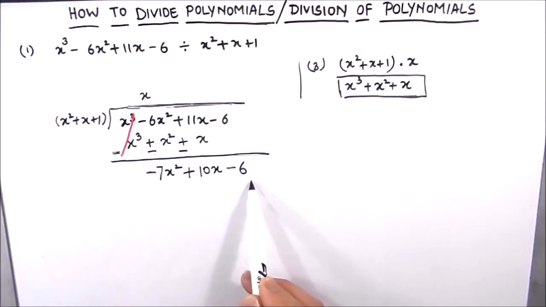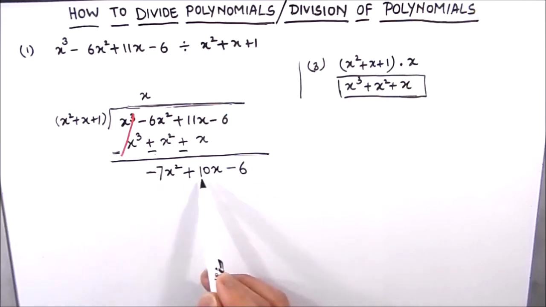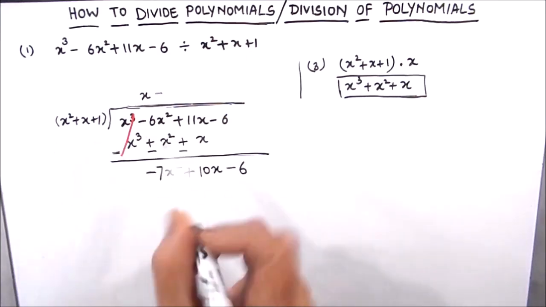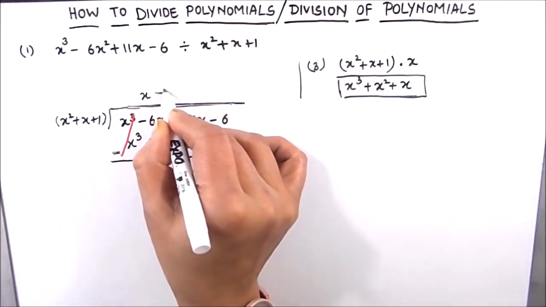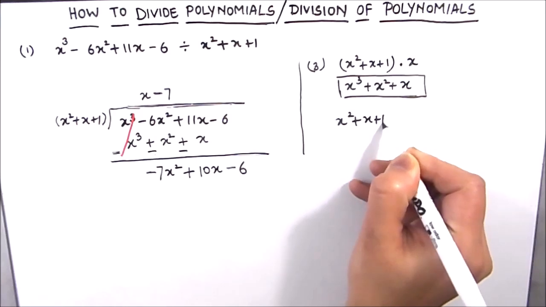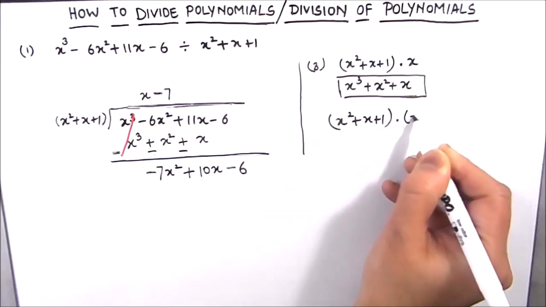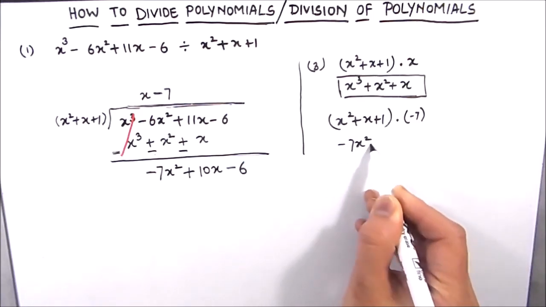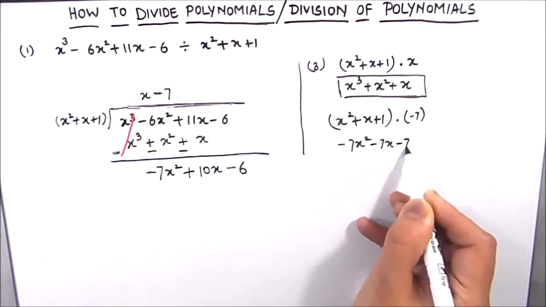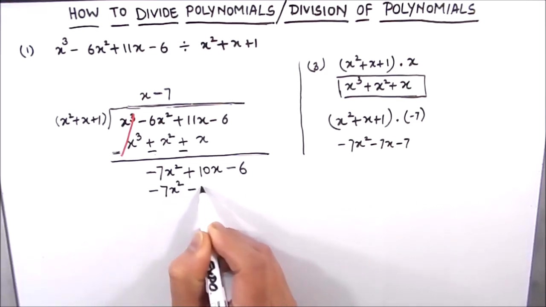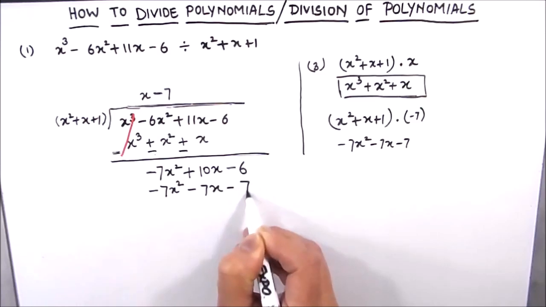Here our new dividend is minus 7x square plus 10x minus 6. We need negative 7x square from x square. So we will multiply it by negative 7. We are going to multiply x square plus x plus 1 times negative 7. So this will give us negative 7x square, negative 7x, negative 7. We will write the term here: minus 7x square minus 7x minus 7.